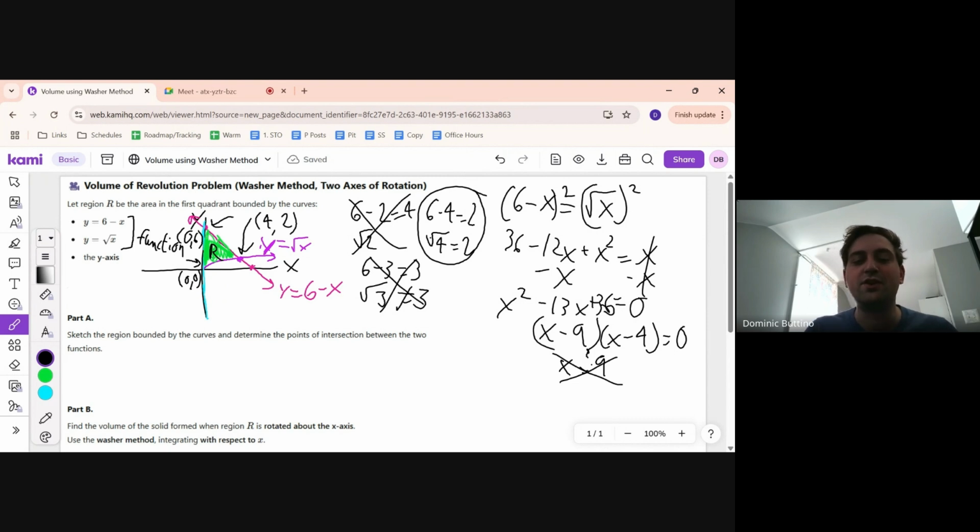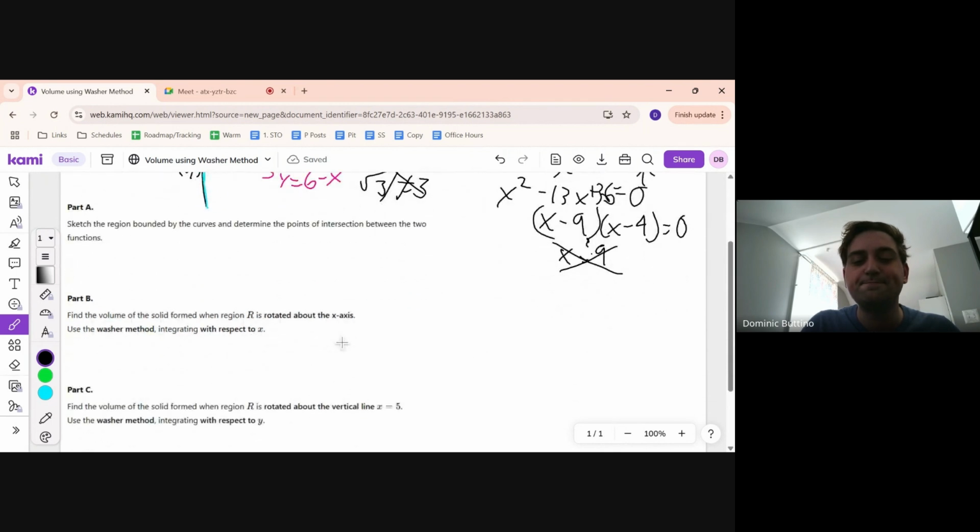Very clear. Good. Sketch 3 and determine the points of intersection. Okay, we did that.